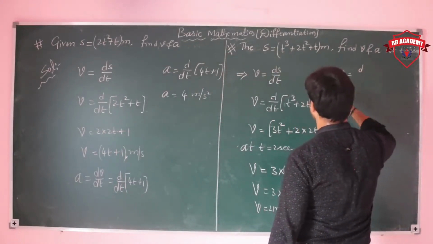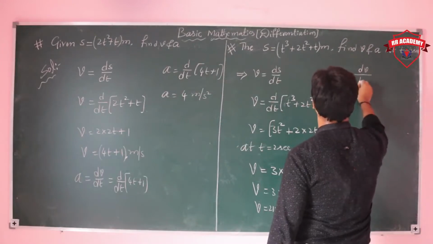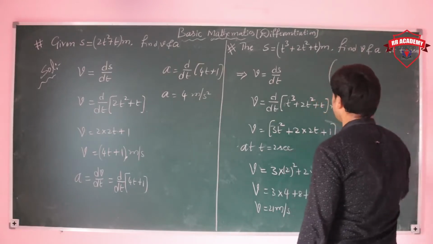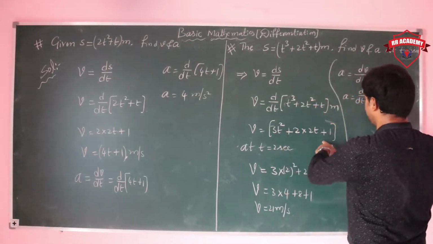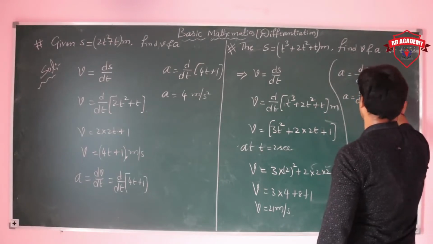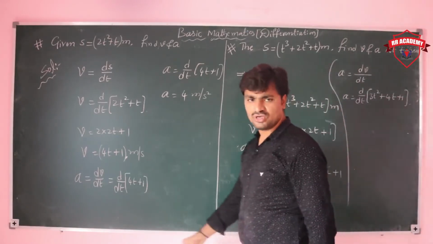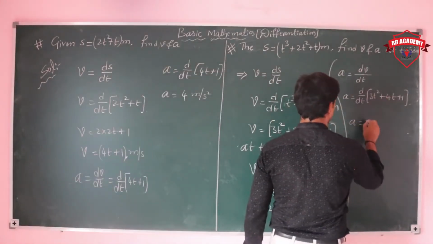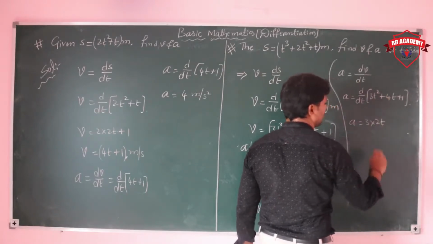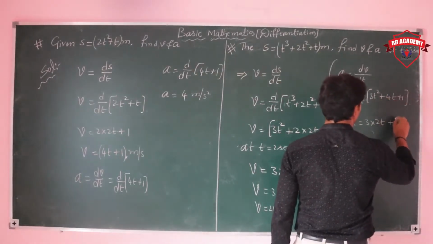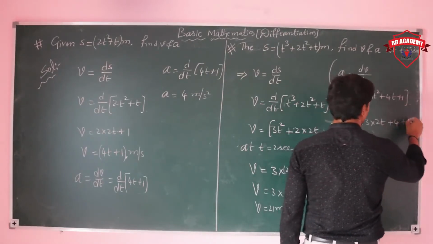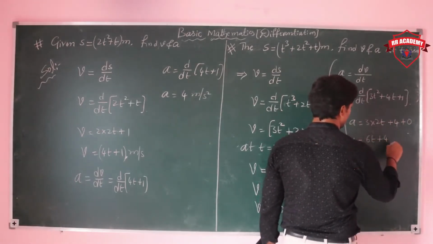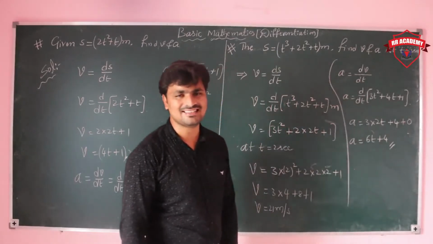Acceleration is equal to dv by dt, that is d by dt of the v value, 3t square plus 4t plus 1. Again differentiate that. The differentiation of 3t square is 6t, the differentiation of 4t is 4, and the differentiation of 1 is 0. So a is equal to 6t plus 4, that is the acceleration.